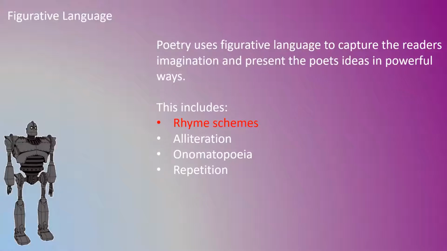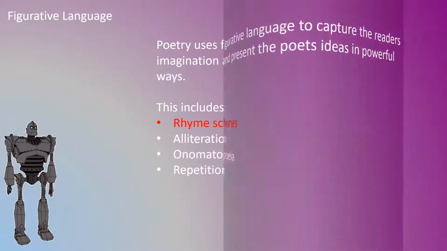So we're going to have a look at some figurative language. Poetry uses figurative language to capture the reader's imagination and present the poet's ideas in powerful ways. This includes rhyming schemes, alliteration, onomatopoeia, and repetition. First, we're going to look at the rhyme scheme that has been used in the poem.